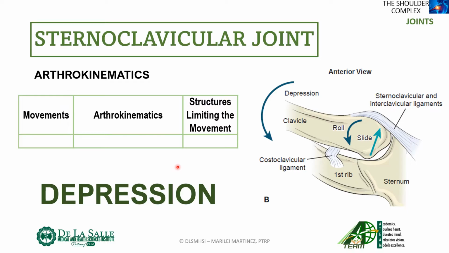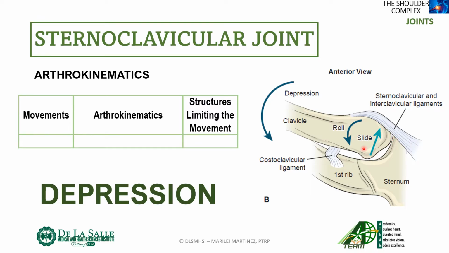The arthrokinematics for depression still follows the opposite rule, because it is still the convex surface that is moving over a concave surface. Specifically, in open kinematic chain depression, the convex articulating surface of the clavicle rolls inferiorly, still following the shaft of the clavicle, which moves inferiorly. So it rolls inferiorly and slides superiorly over the fixed articulating surface of the sternum.